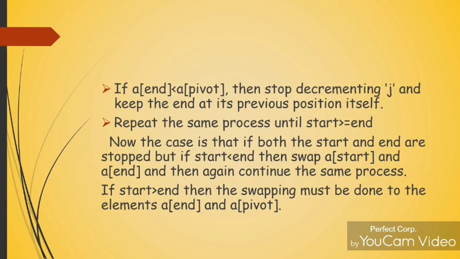If A of n is less than A of pivot, then stop decrementing j and keep the n at the previous position itself. Repeat the same process until start is greater than or equal to n. Now the case is that if both the start and end are stopped, but if start is less than n, we need to swap A of start with A of n and then again continue the same process.